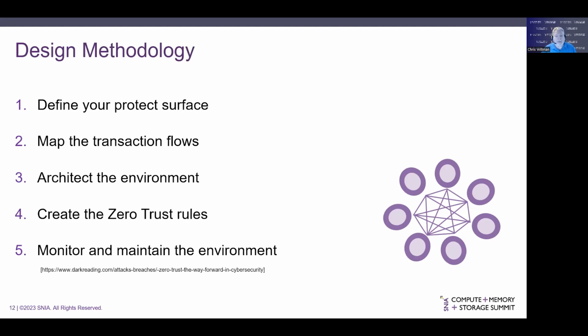Kindervag also discusses a 5-step high-level methodology for designing a zero trust architecture for the enterprise. First and foremost, you need to define your protect surface. What do you need to protect? What sensitive data do you transmit, store, or process?